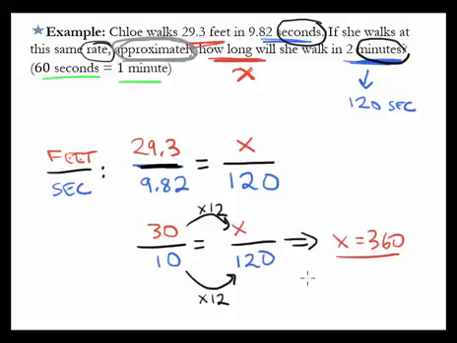So the answer is she walks about 360 feet, right? We can go like this. It's about 360 feet she walks in 2 minutes. It's not exactly, right? An equal sign means precisely, exactly, but it is approximately, right? And so we take the equal sign and we sort of do a little squiggle, right? This is the sign that means approximately, okay? And this is how we use estimation in proportional word problems.